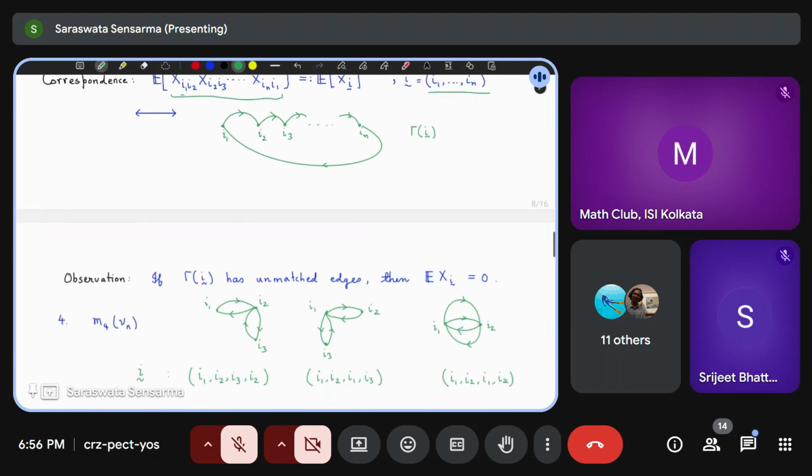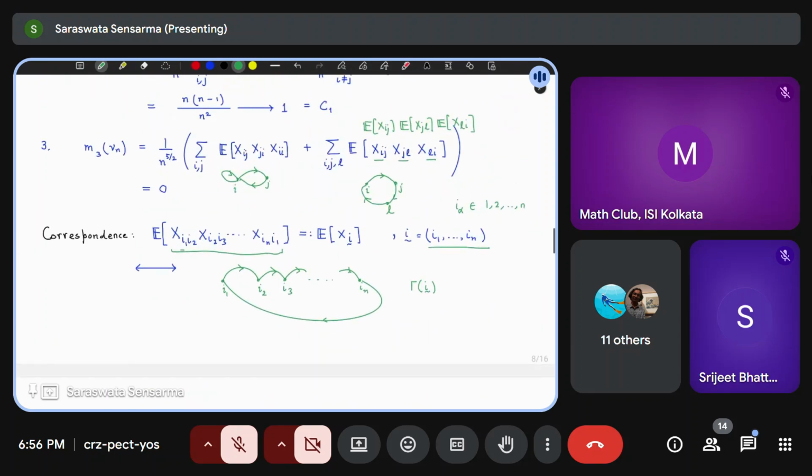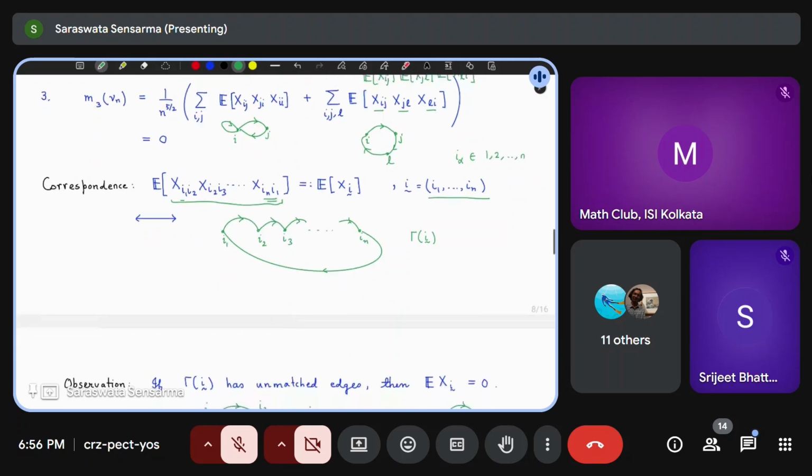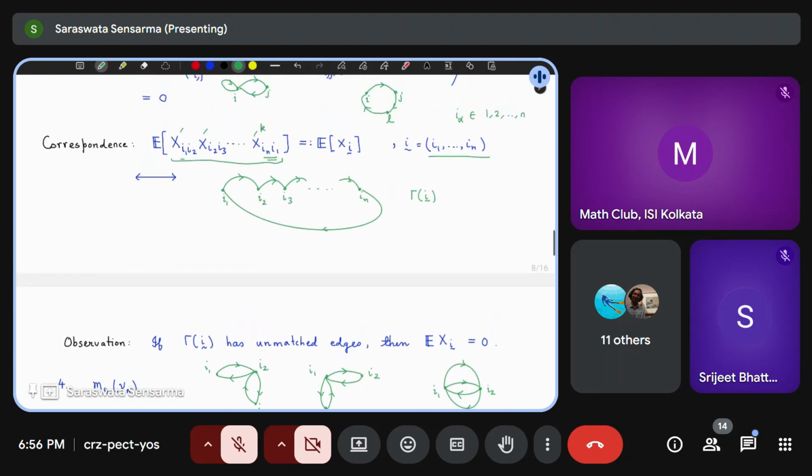But what form can this graph take? The graph can be like this: we start from i1, go to i2, from i2 to i3, i3 to i2, i2 to i1. We have to start from i1 and come back to i1, so the last term is i_k and i1. And there are k terms here, so this should be i_k. I'm sorry, that's a mistake.